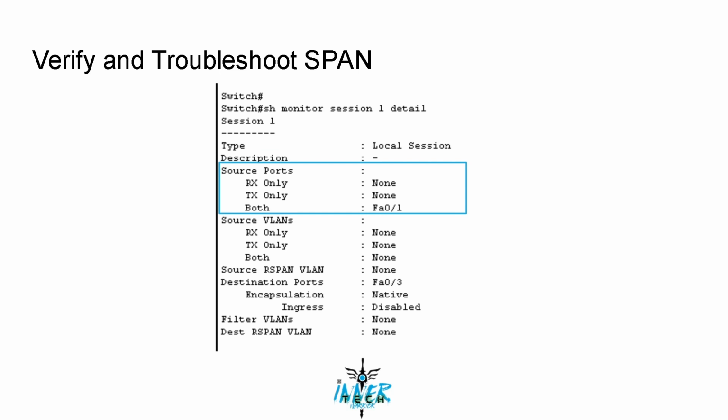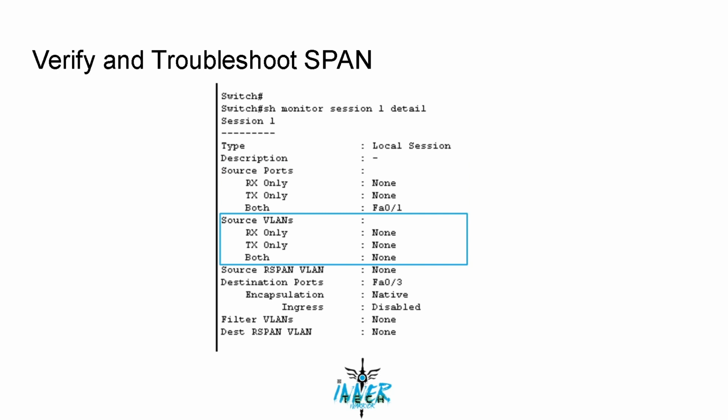Source ports. This section displays information about the source ports being monitored by the SPAN session. The RX only field shows ports that are being monitored for received traffic only. That's what RX stands for, received. The TX only field shows ports that are being monitored for transmitted traffic only, which is what the TX stands for, transmissions. And the Both field shows ports that are being monitored for both received and transmitted traffic. In this case, port Fa0/1 is being monitored for both received and transmitted traffic.